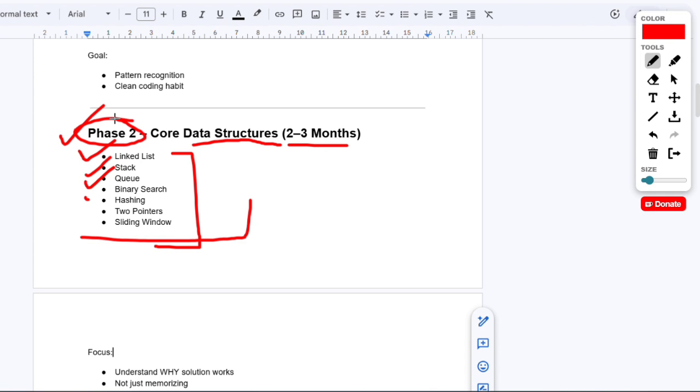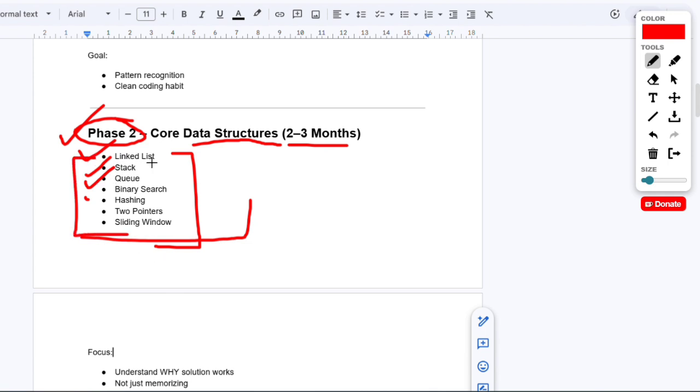The second phase is very important, it will make you stronger in core DSA: linked list, stack, queues, binary search, hashing, two pointers and sliding window. These are very important in interviews and are asked in some of the good companies, and this will set your foundation, and your linear data structures are completed till now. So if you have dedicated 3 to 4 months, then 50% of your DSA journey is over, my friends.